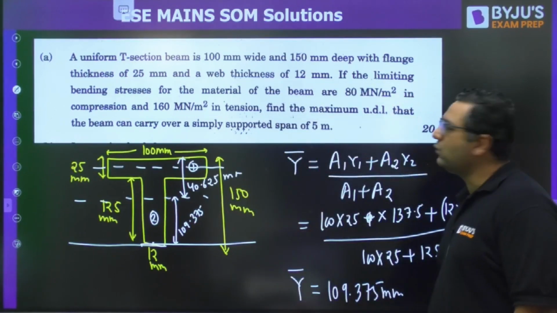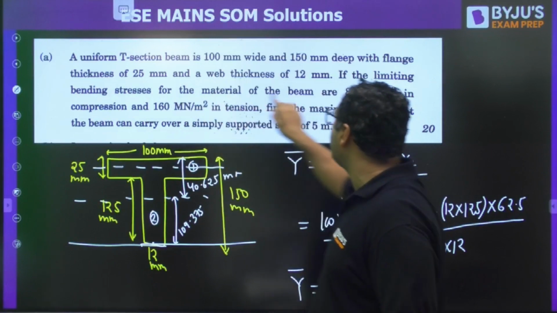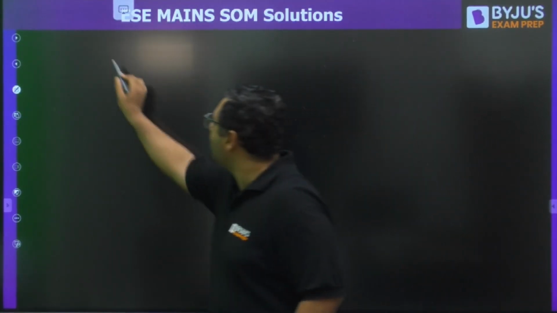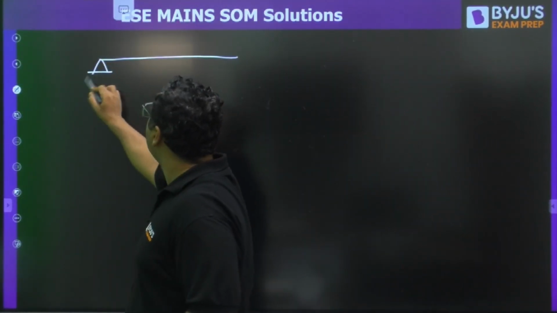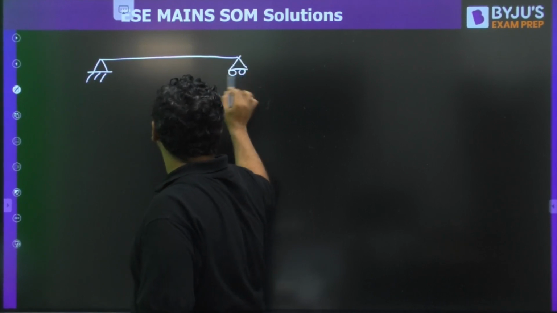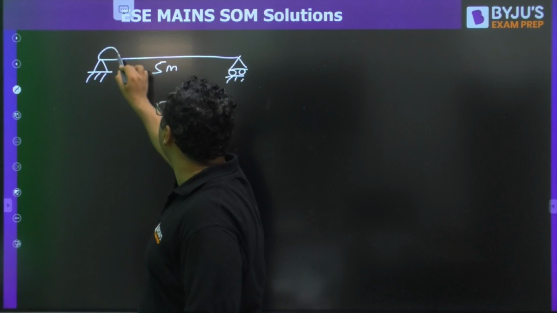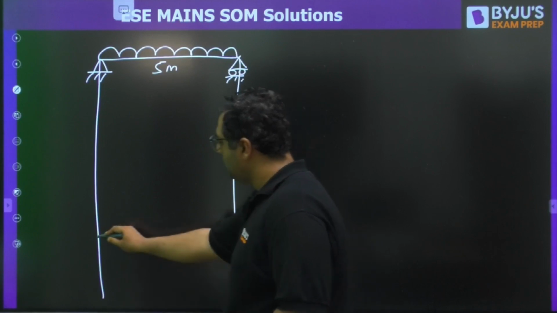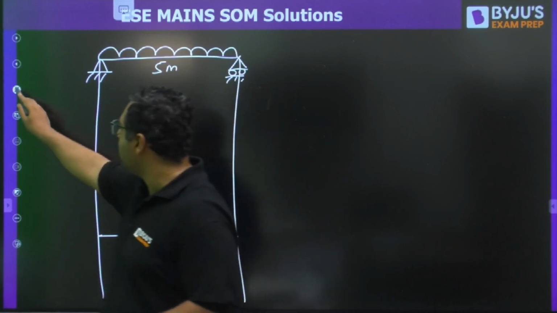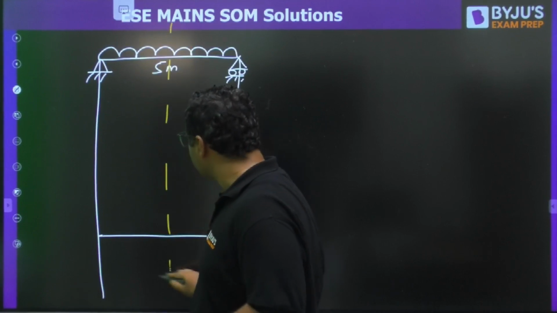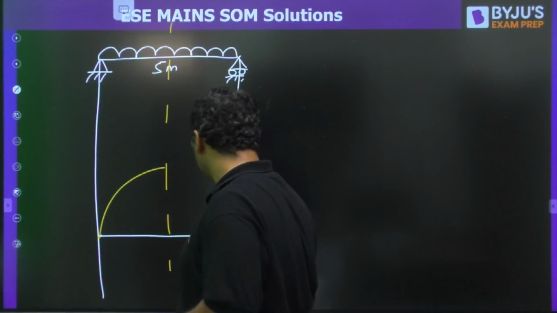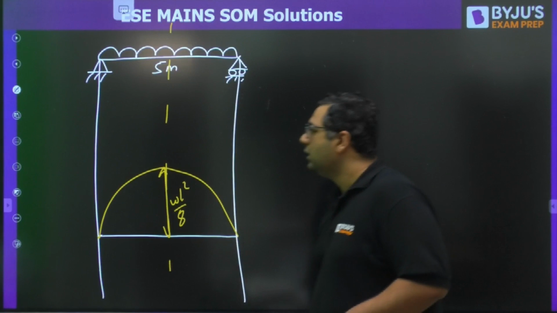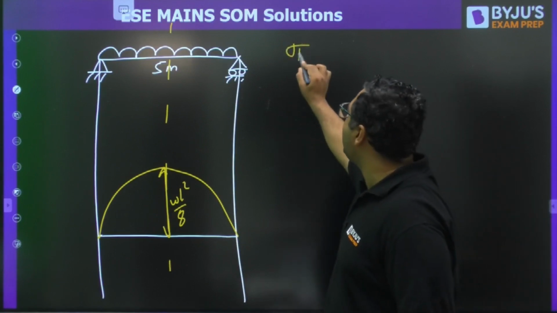So now my dear, let us see the question part. They are saying if the limiting bending stresses for the material of the beam are 80 and 160, find the maximum UDL. So we have a simply supported beam of 5 meter length with UDL loading. You are talking about maximum bending stress, so for that you need the maximum bending moment. The bending moment for this case, everybody is aware, equals WL square upon 8. Once you get the maximum bending moment, you can write down the maximum bending stress.